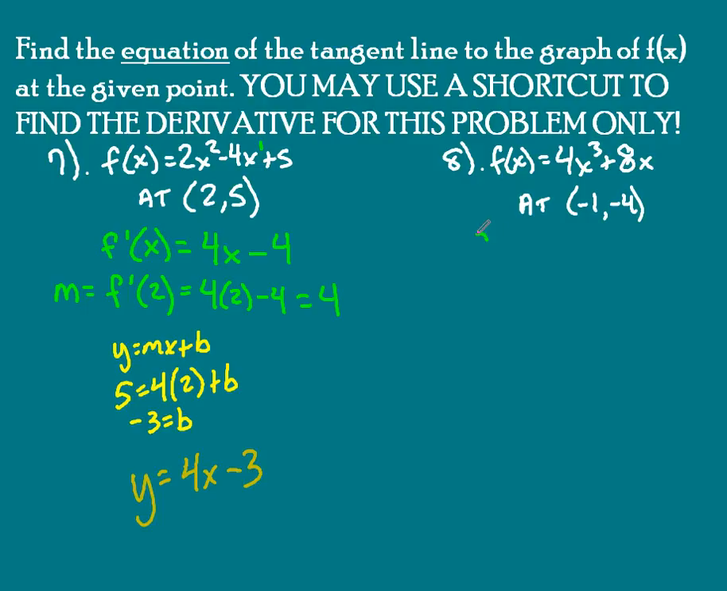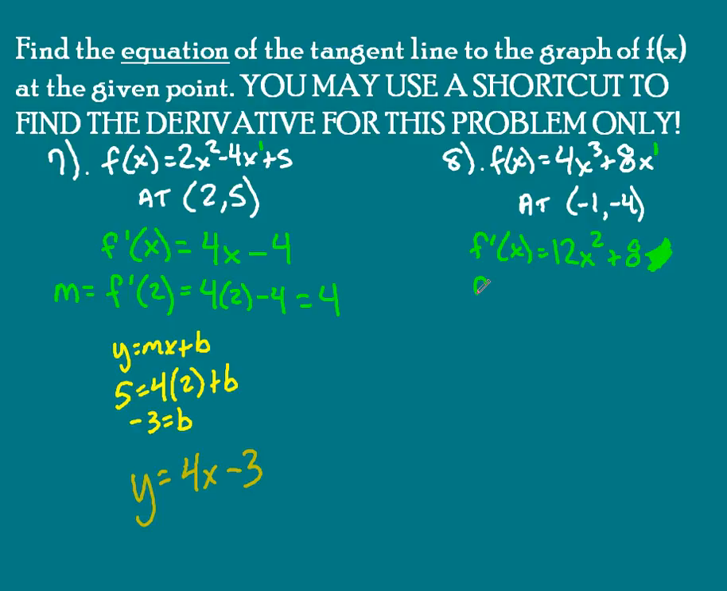To find the derivative, f prime of x, bring the 3 in front, gives me a 12. It'll now be x to the second power. I just reduced the power by 1. This one is x to the first power, so it'll be 8. Technically, it would be x to the 0 when I lower the exponent by 1. But remember, anything to the 0 power is just 1, so I can just get rid of that. So 12x squared plus 8.